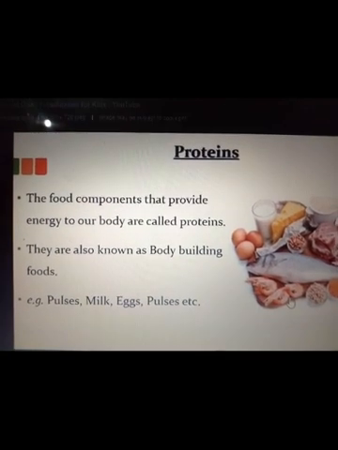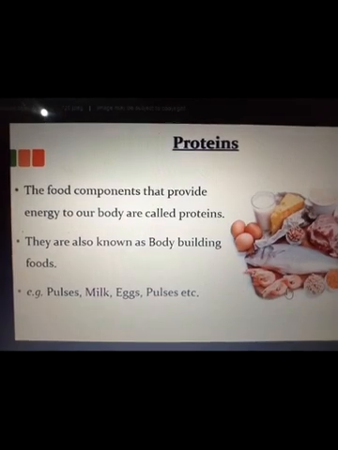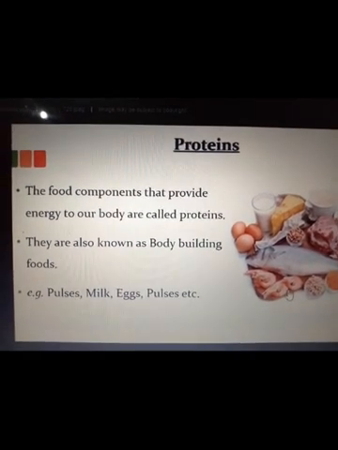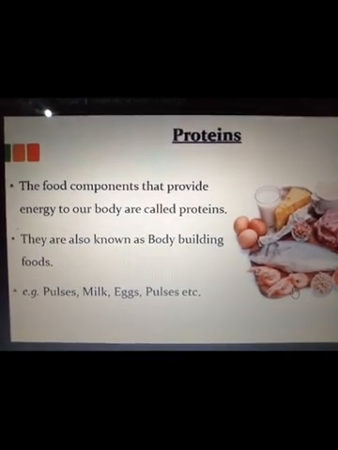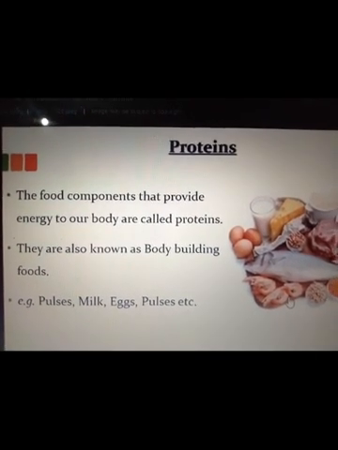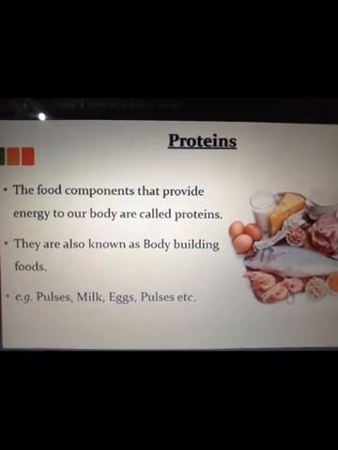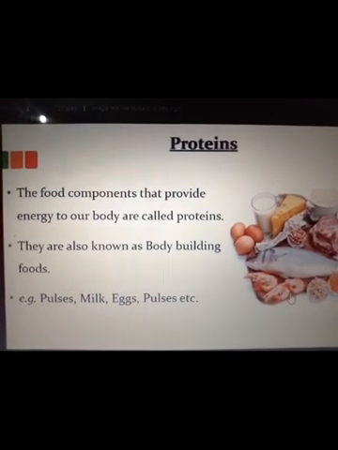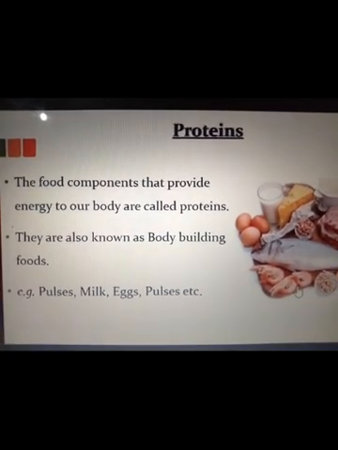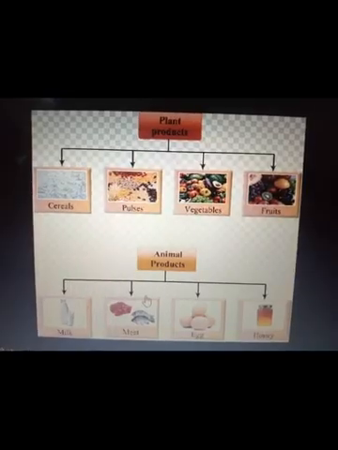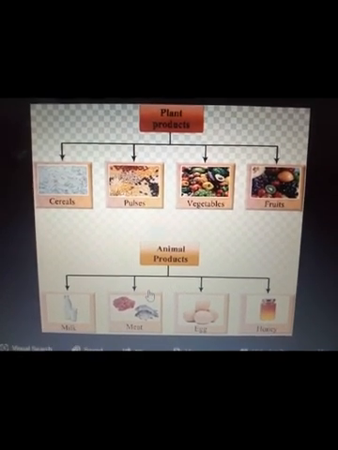For example, pulses, milk, eggs. So, pulses are the sources of proteins. From pulses we get proteins. And proteins are very important for our body. It provides energy to our body. As we know, plants give us cereals, pulses, vegetables and fruits.